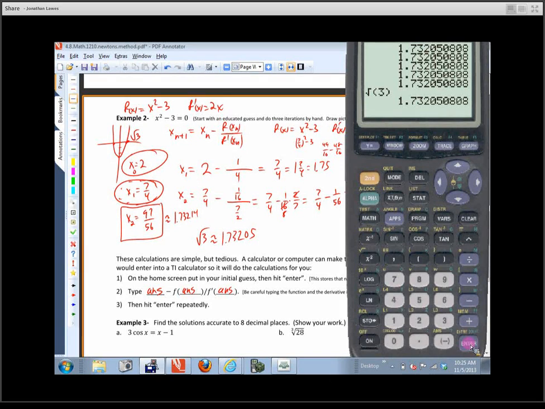It's not always the fourth. What would it depend on? Good question. How close your guess was. It's going to depend on the slope. Okay? And we'll look at a diagram in just a minute that'll show us a couple of other things.